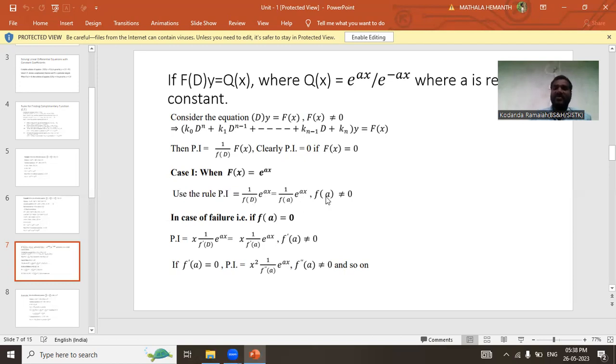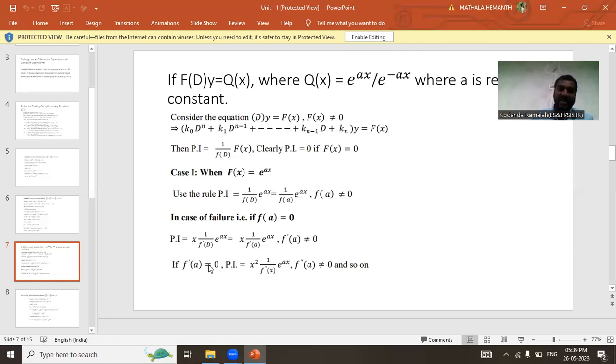In case f of a equals 0, that is, when replacing D with a makes the denominator 0, how do we find the particular integral? In that case, the particular integral is x into 1 by f dash of D into e power ax. We multiply x in the numerator and differentiate the denominator term. That is x into 1 by f dash of a, e power ax, again replacing D with a, provided f dash of a is not equal to 0.